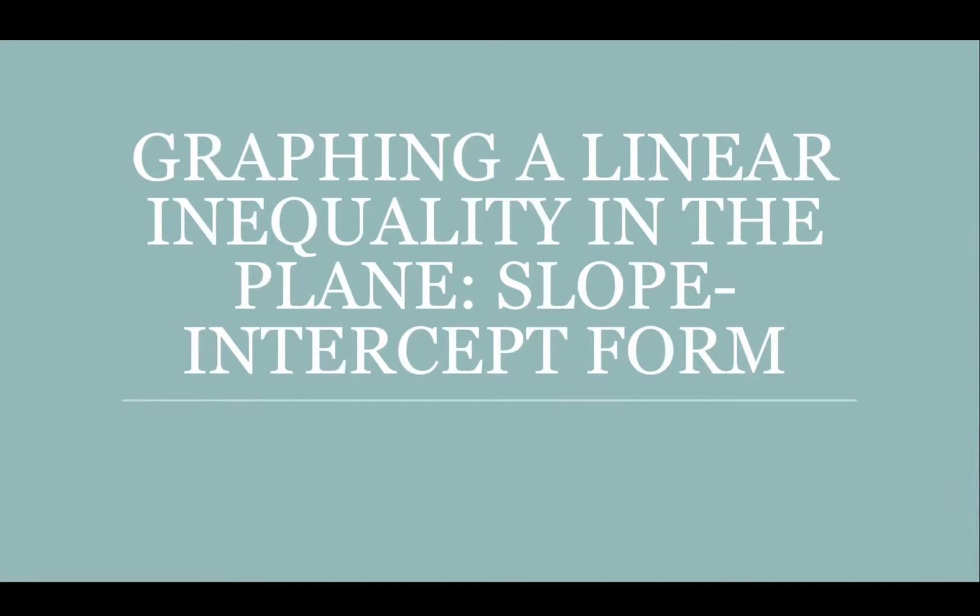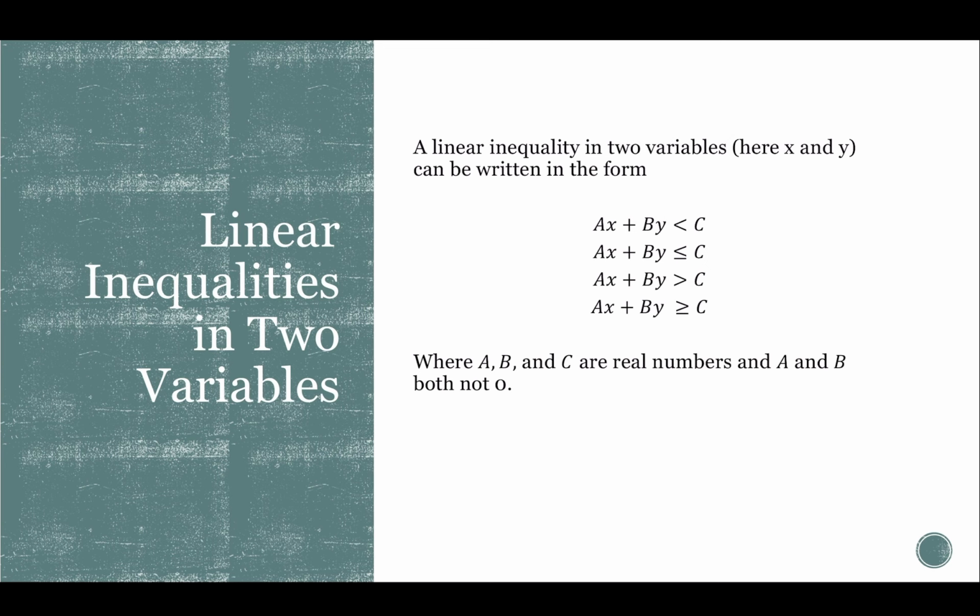This video covers graphing a linear inequality in the plane that's in slope-intercept form. So friendly reminder that linear inequalities in two variables, much like linear equations, can be written in the form ax plus by is less than c, or less than or equal to, greater than or equal to, any of those inequality symbols, where a, b, and c are real numbers and a and b both don't equal 0.